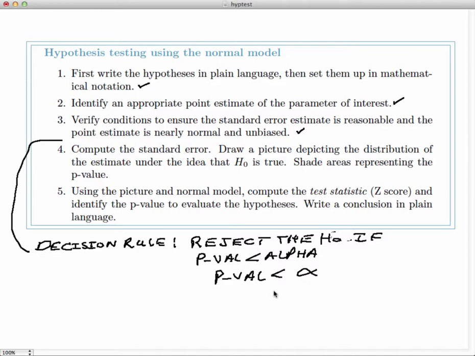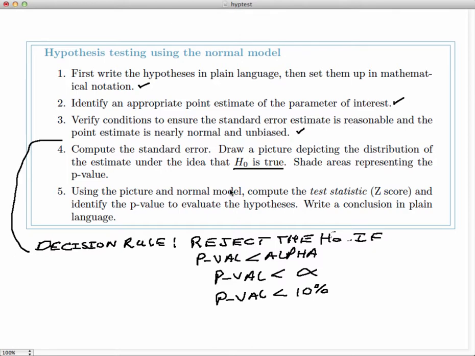In our case, we were given that alpha was 10%. So our decision rule is going to be that the p-value less than 10% would cause us to reject the null hypotheses. Okay, let's continue on the list real quick, and we'll come back and talk some more about decision rules. So compute the standard error, and draw a picture, distribute the distribution, and estimate it under the assumption that the null is true, shade the area representing the p-value, use the picture in the normal model, compute the test statistic, the z-score, and identify the p-value to evaluate the process, write a conclusion in plain language.